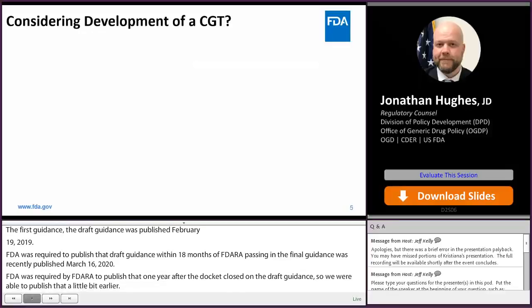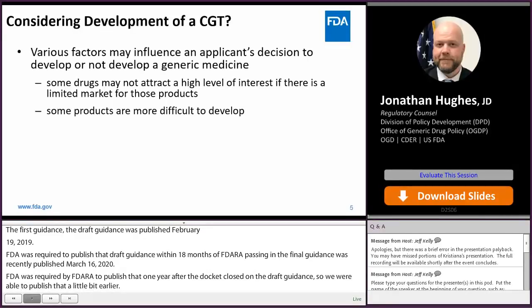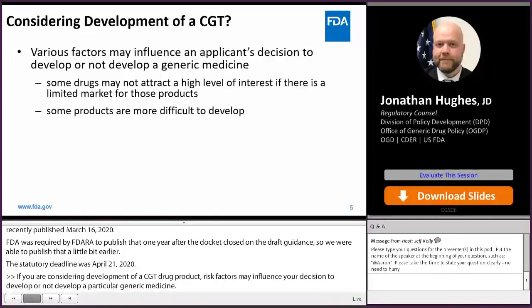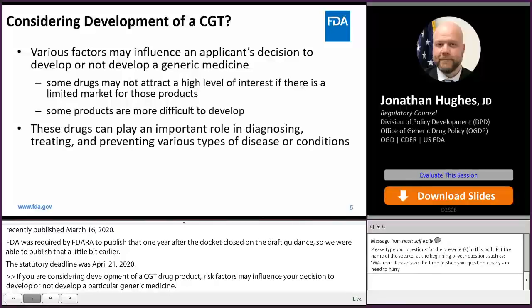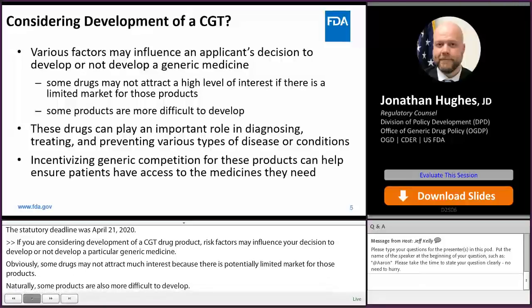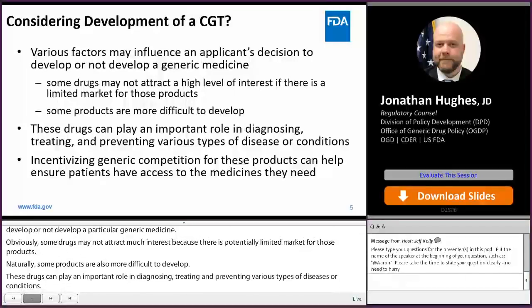So if you're considering development of a CGT drug product, various factors may influence your decision to develop or not develop a particular generic medicine. Obviously, some drugs may not attract much interest because there's a potentially limited market for those products. And naturally, some products are also more difficult to develop. But these drugs can play an important role in diagnosing, treating, and preventing various types of diseases or conditions. And FDARA granted CGT authority to incentivize generic competition for these products, which can help ensure patients have access to the medicines that they need.